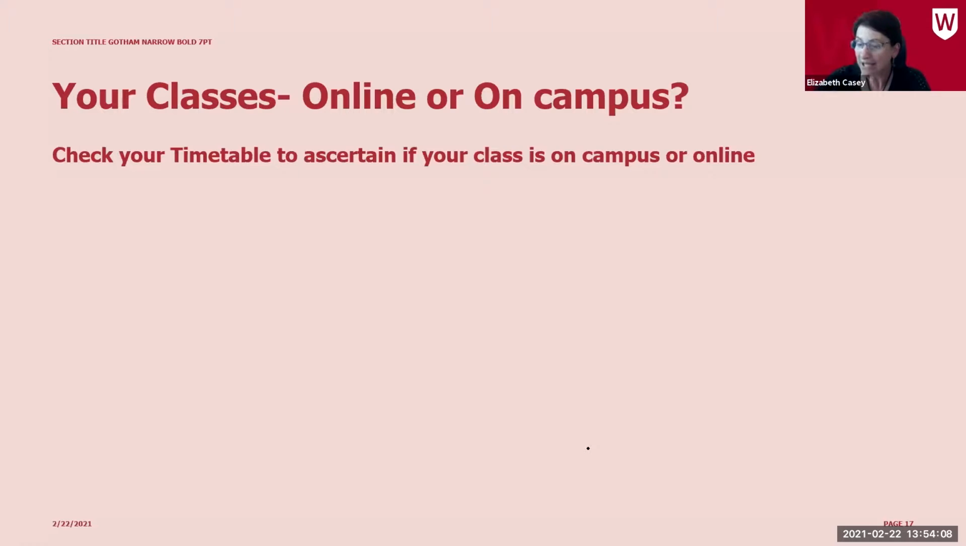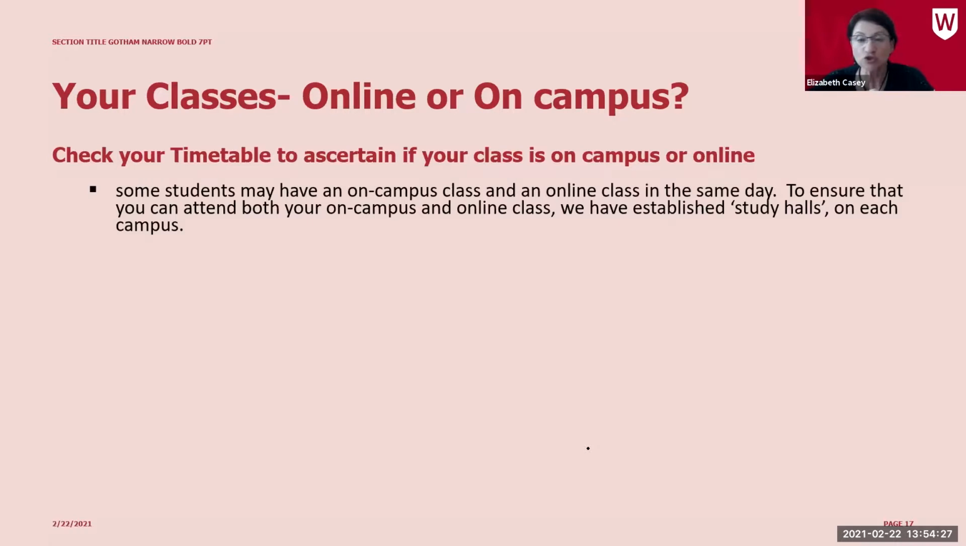Okay, so some people were asking this question, your classes, are they online or on campus? So for term 1, on your timetable, it will be clear whether you are an on-campus or online timetable, or the class is, okay? Some students might have an on-campus class and an online class on the same day, okay? So we don't expect you to run home and get on your device at home, in time for that second class. But what we do have is we've established study halls, okay? So that's a space on campus where you can take your device and attend that class online.